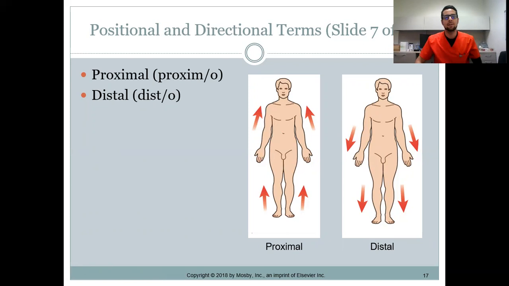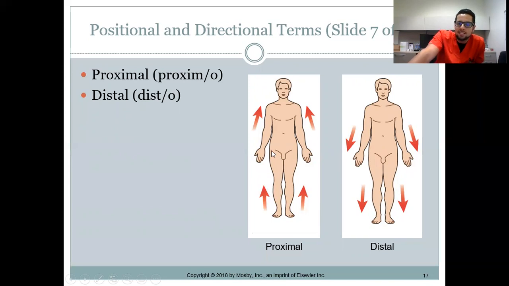So let's say I have a pain. Let's say I'm describing the ankle. So the ankle would be distal to the knee. Okay, so the ankle's down here and the knee is up here. The ankle is distal to the knee, whereas I could say the knee is proximal to the ankle because the knee is closer to the point of attachment right in here.